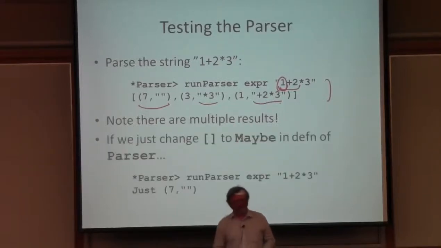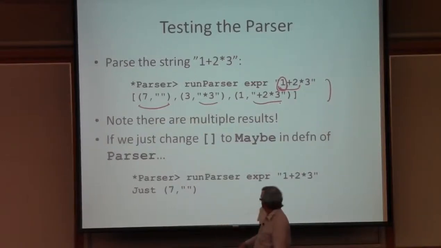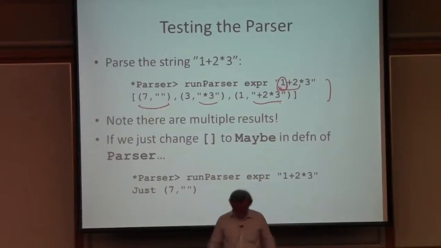All we have to do is change the list type in my monad to a maybe type, and now suddenly we just get the first parse back again. So sometimes you want backtracking parsers. It depends on your grammar. Sometimes you need to backtrack, sometimes you don't. For this simple grammar, you don't. And so I might just as well have used the maybe type as the underlying monad, and that would have been maybe a little simpler to use, maybe a little more efficient.